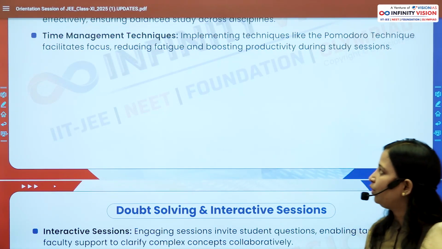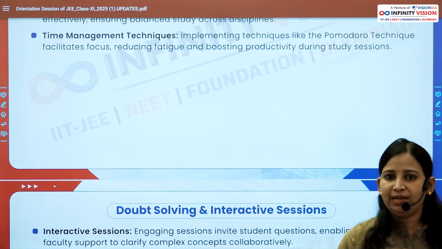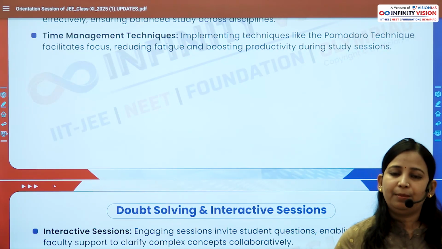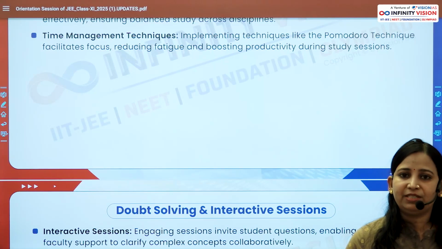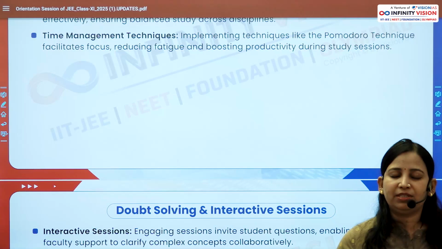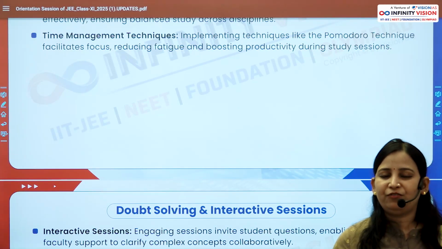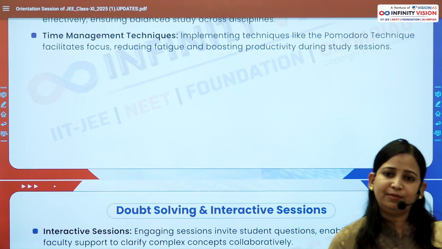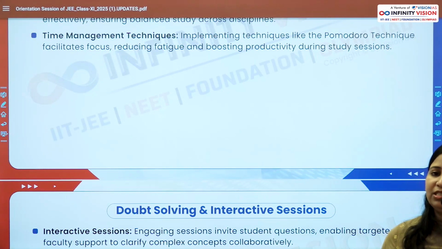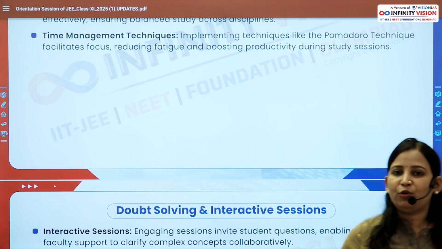So what you have to do is sit for 30 minutes of continuous study, and then you can take a break of 5 minutes, and after 5 minutes you can come back and continue your study. Again after 30 minutes you can take a break of 5 minutes. What does it do? It helps keep you motivated in your study, and also helps you avoid distractions.